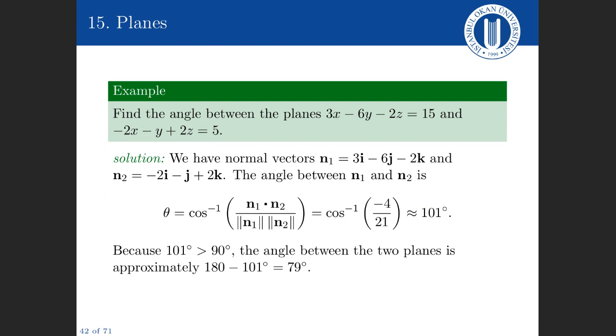For example, find the angle between these two planes. First, we write down the two normal vectors. We know how to do this. And we calculate the angle between these two vectors using the formula from last week. And we find that the angle is approximately 101 degrees. We want to find an angle which is between 0 and 90 degrees, so this is not the angle that we want. We want the angle 180 minus 101 degrees. The answer is 79 degrees.